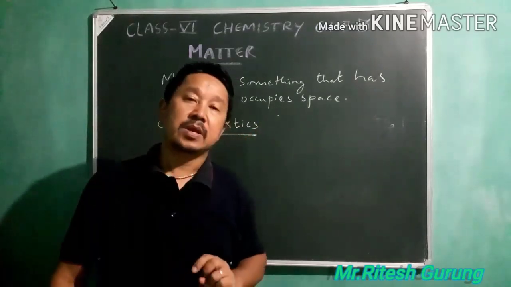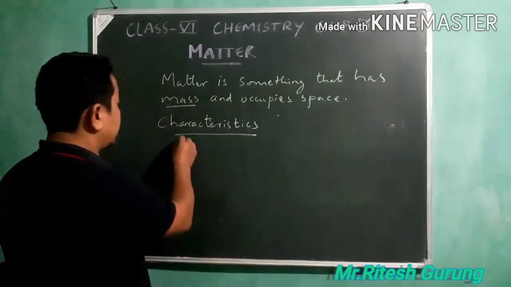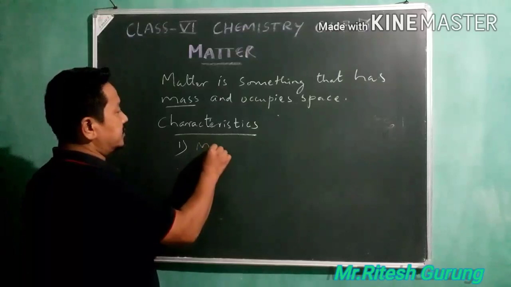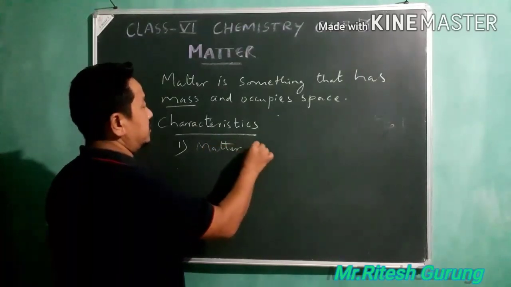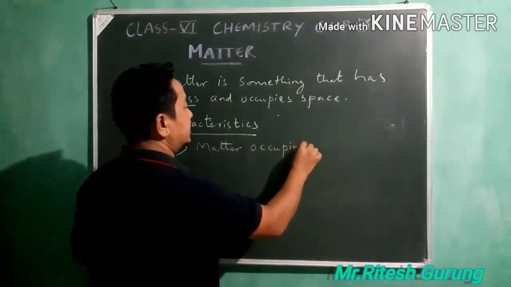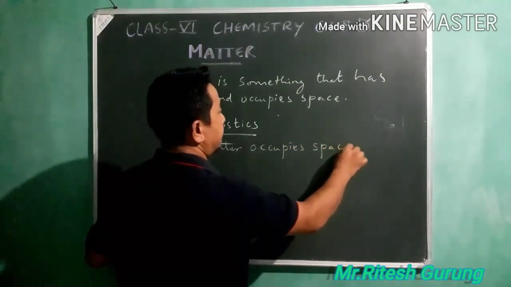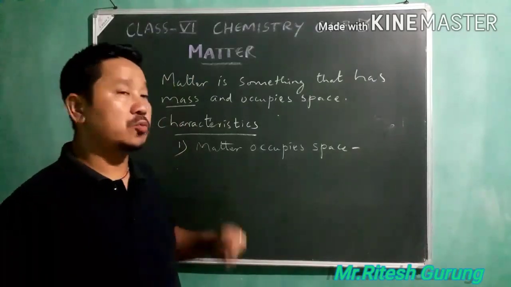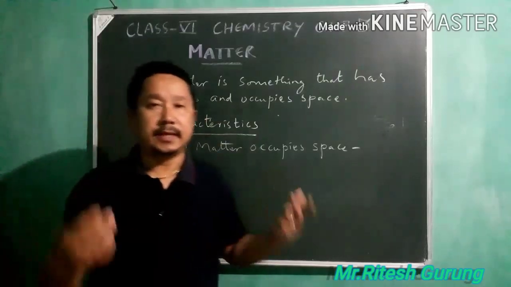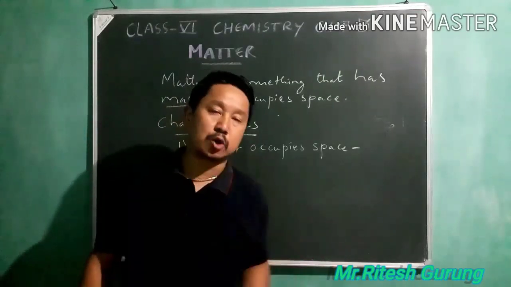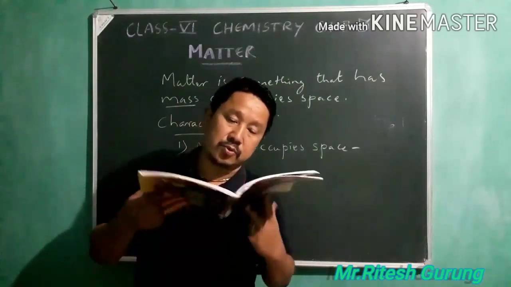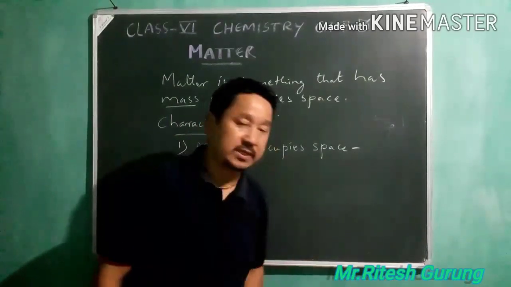Characteristics, number one: matter occupies space. As I've told you, anything that occupies space is matter. Let us say this is a book. So the book is matter because it occupies space.